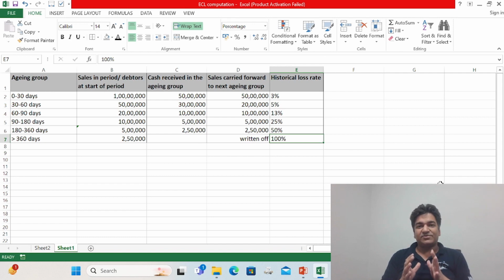Ind AS 109 requires an entity to adjust these historical rates by using the forward-looking information. We will discuss more about the forward-looking information in the subsequent video.